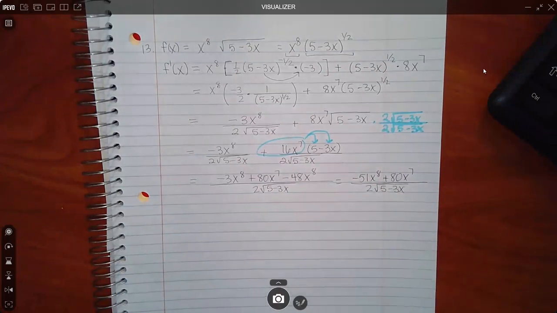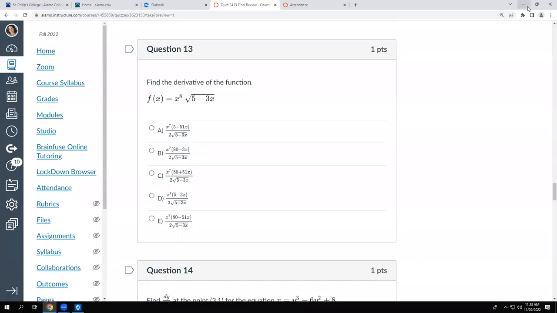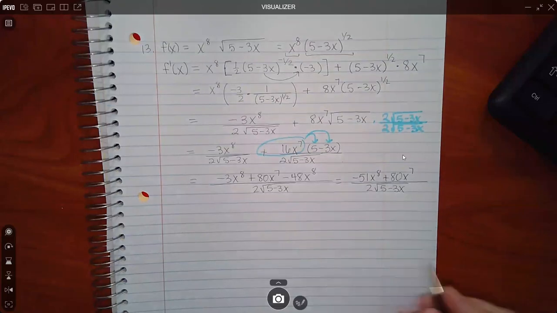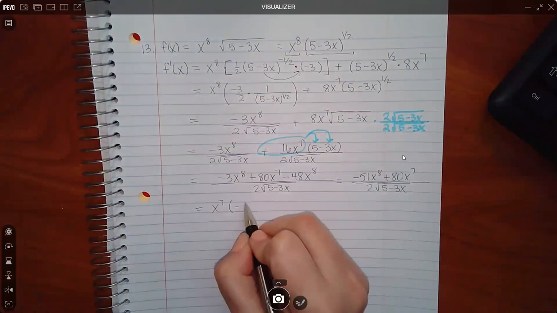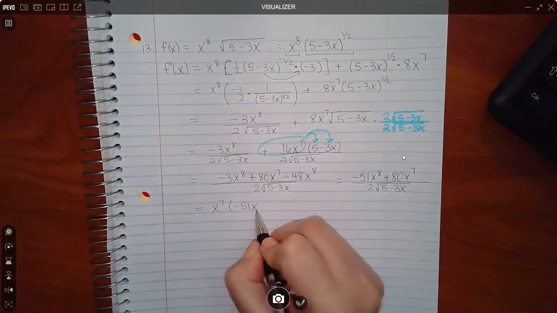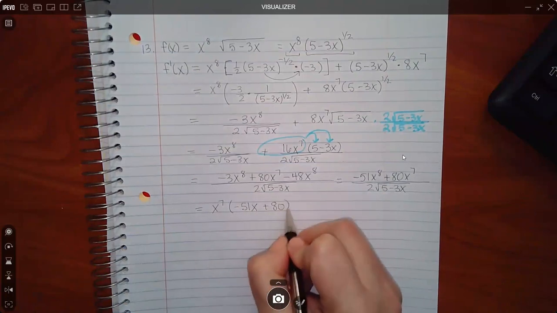I don't think that the answers look like that exactly, so I need to go see what they look like so I can know what they're going to want me to factor out. It looks like all of them have x to the 7th factored out, right? So if I factor out an x to the 7th, I'm going to have negative 51 times the extra x, and then just 80.